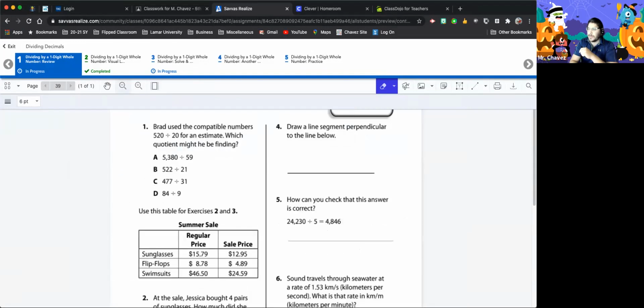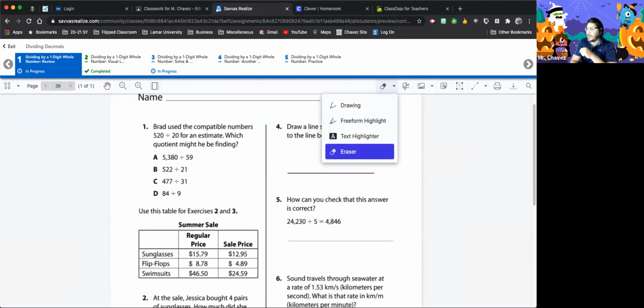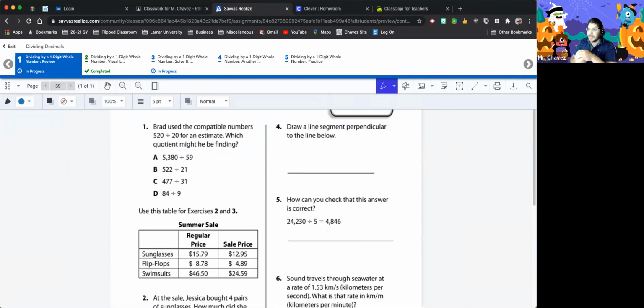Okay, let me go ahead and zoom out. Oh, I have the eraser. There we go. So yeah, if you guys use the eraser, you're going to have to go back, click the down arrow, and click drawing. All right, so this one, we'll do number 1 together.